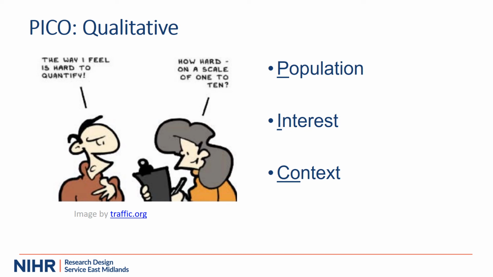So P is still your population. Who is it that you're asking this question in? I stands for your interest. What is the phenomenon of interest? And how does this relate to a defined event, activity, experience, or process? And finally, the CO stands for your context. What is the setting or distinct characteristics of your context?